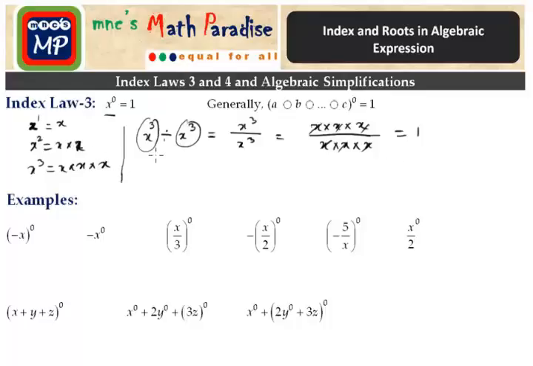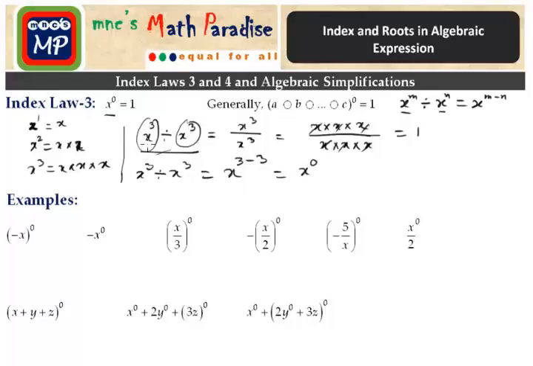Now if we use the division formula, we know that x to the power m division x to the power n is x to the power m minus n, that is, if the base is the same and we divide, then the powers subtract from the first one to the second one. So using index law 2, the division formula, x to the power 3 division x to the power 3 is x to the power 3 minus 3, that means x to the power 0.